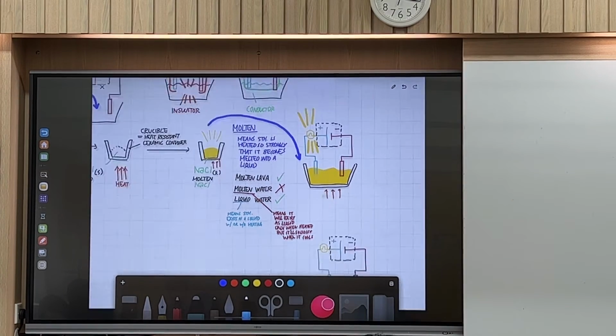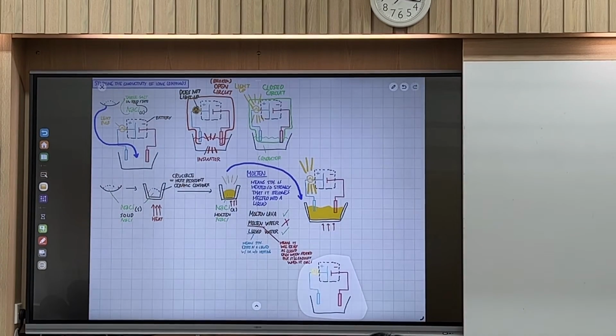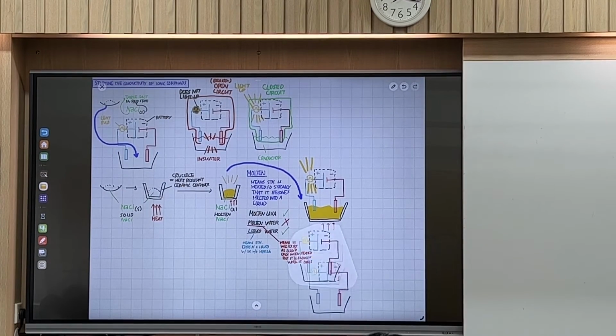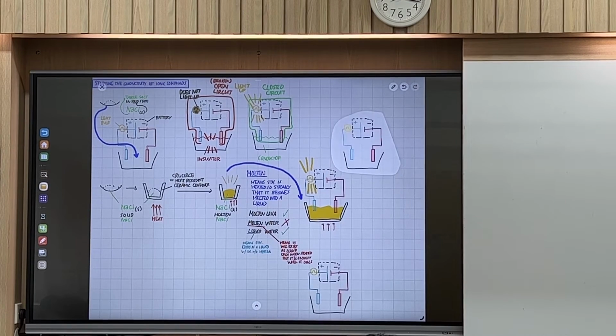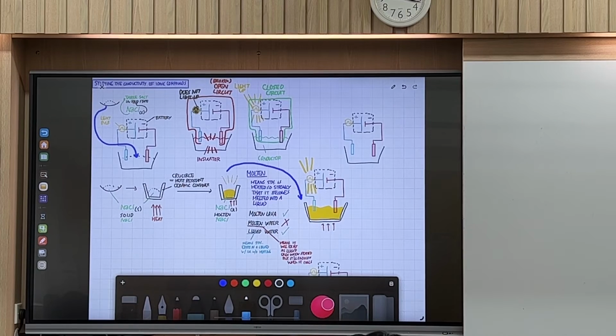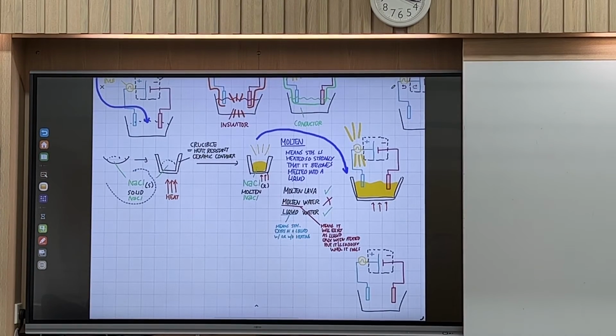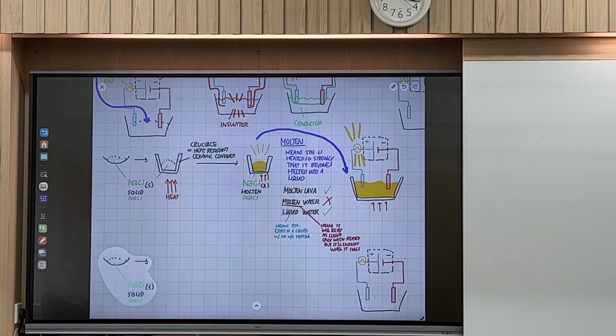Okay, and what is the other way, an easier way that we can do to turn it into a conductive substance? Let me draw something in here first. Yeah, it is to add water. So you have solid NaCl in here again. We start from the same spot.